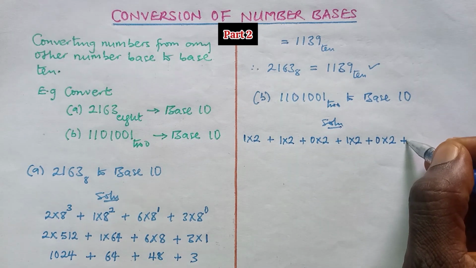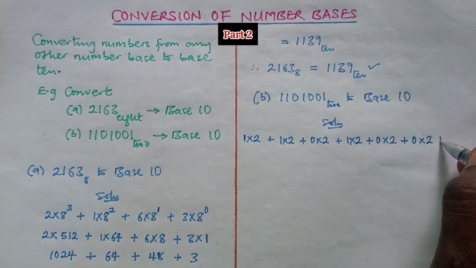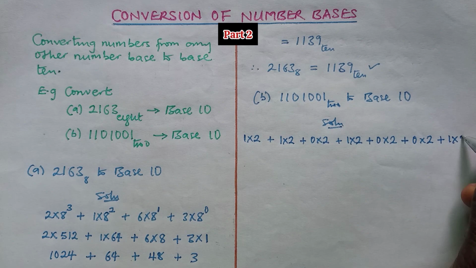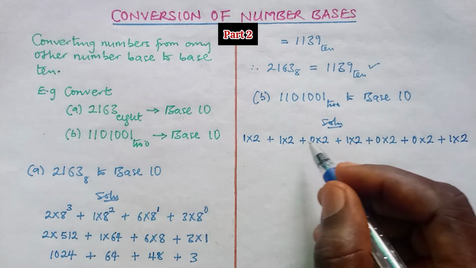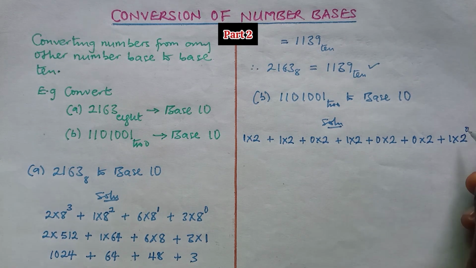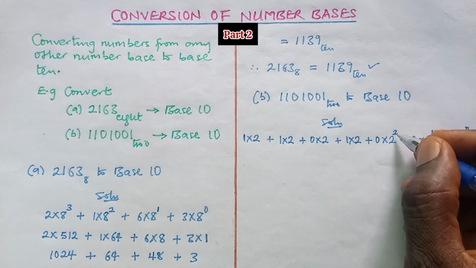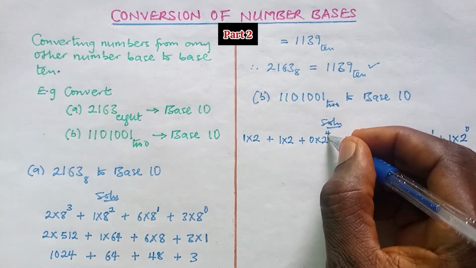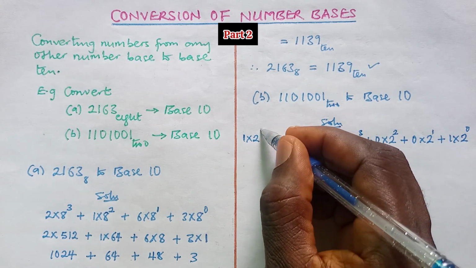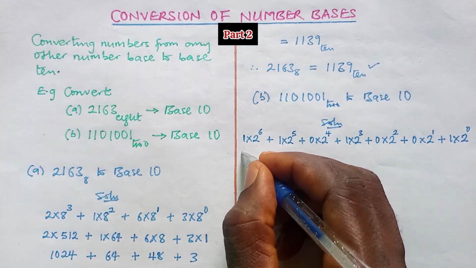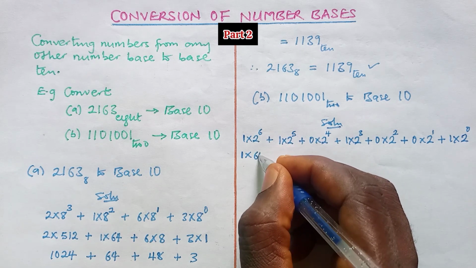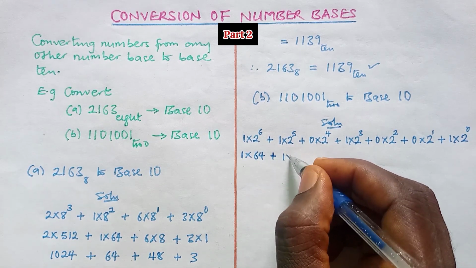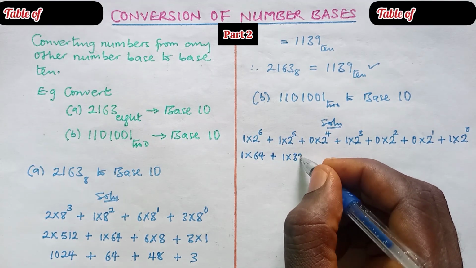Next number is 0, 2. 0 times 2. And the last digit there is 1. We say 1 times 2. Starting from this end, we raise 2 to the power of 0, 1, 2, 3, 4, 5, and 2 raised to the power 6. So here 1 times 2 raised to the power 6 will give you 64. Plus 1 times 2 raised to the power 5 is 32.